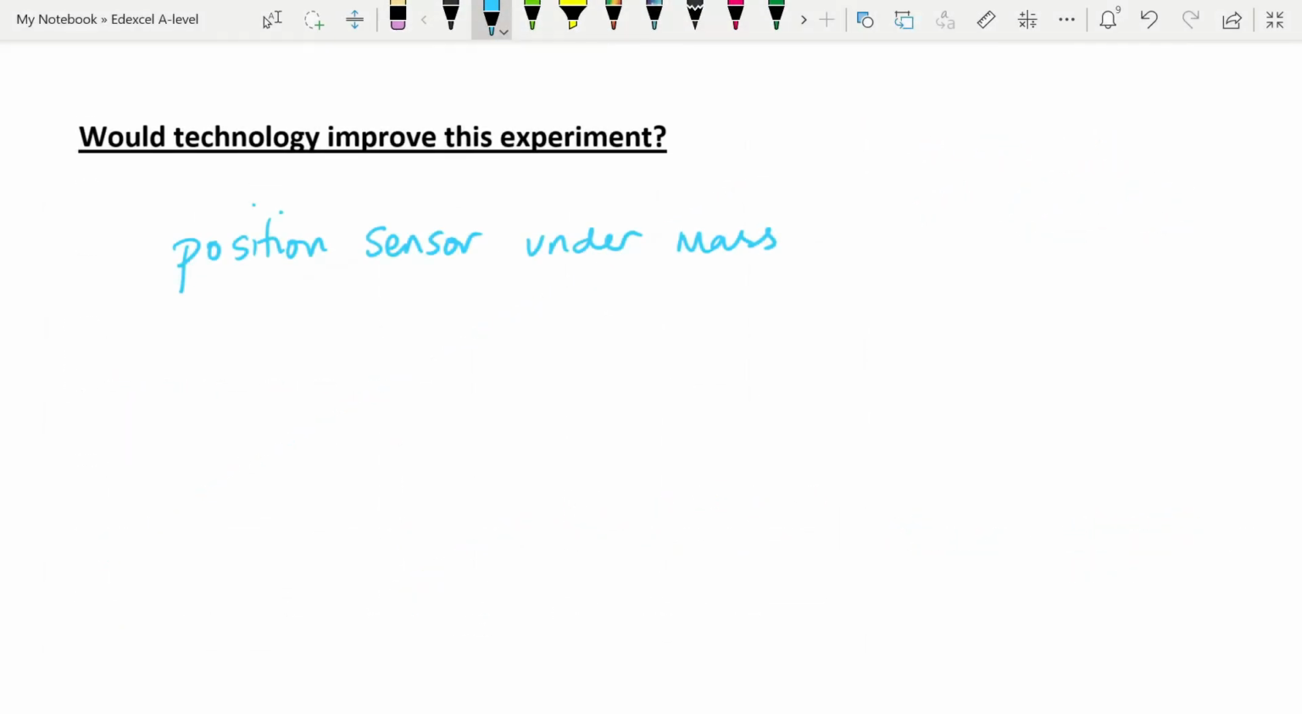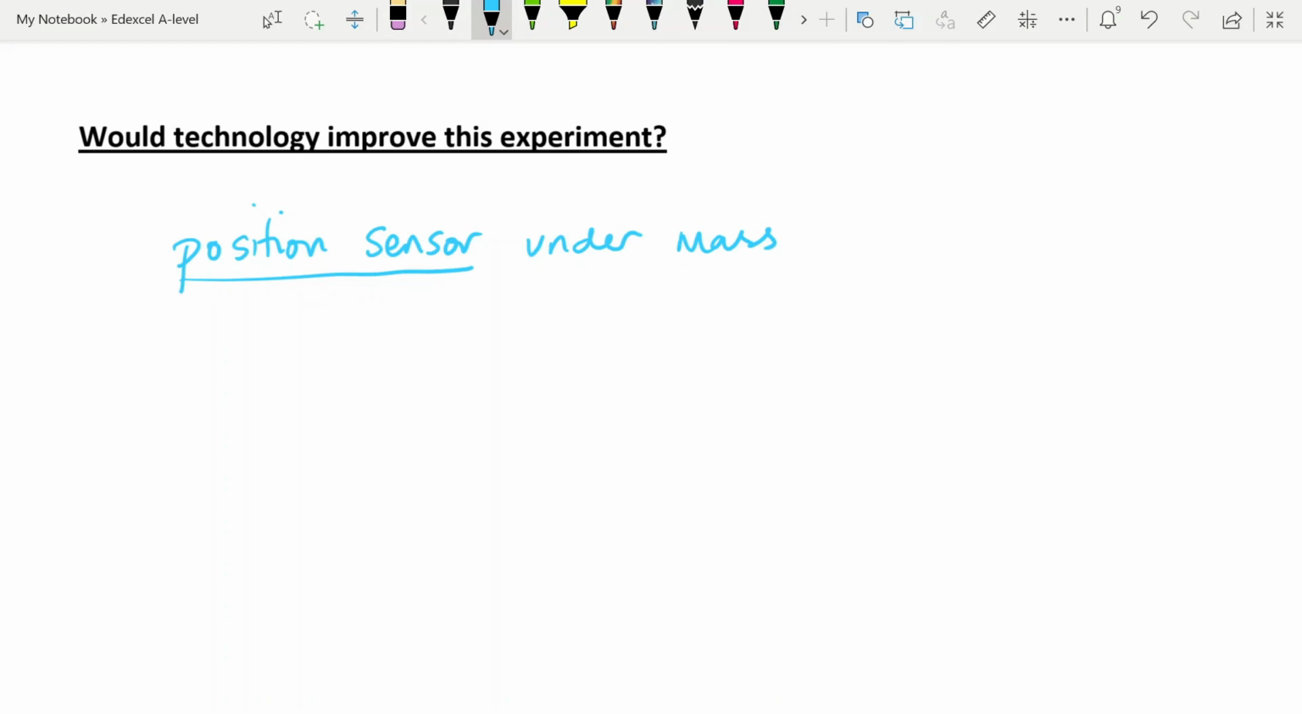The final question for us to answer is, would technology actually improve this experiment? You can certainly do it with technology using a position sensor, which is basically an ultrasonic sound sensor that will detect the position of the mass. As it goes up and down, you can then get a graph of its position against time and see the time for one complete oscillation or for 10 oscillations.